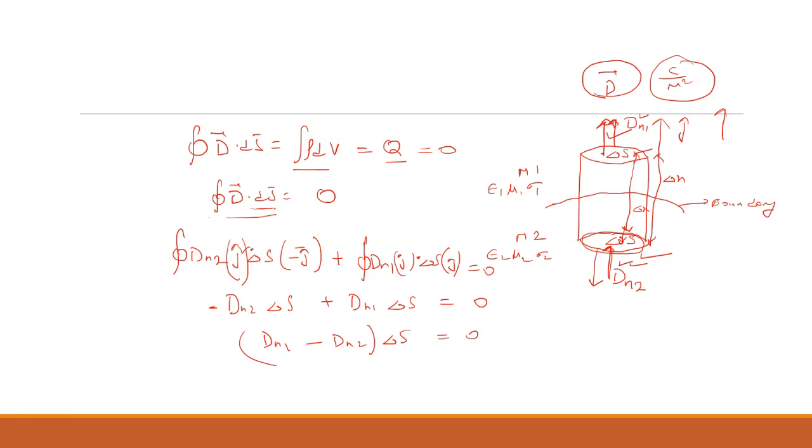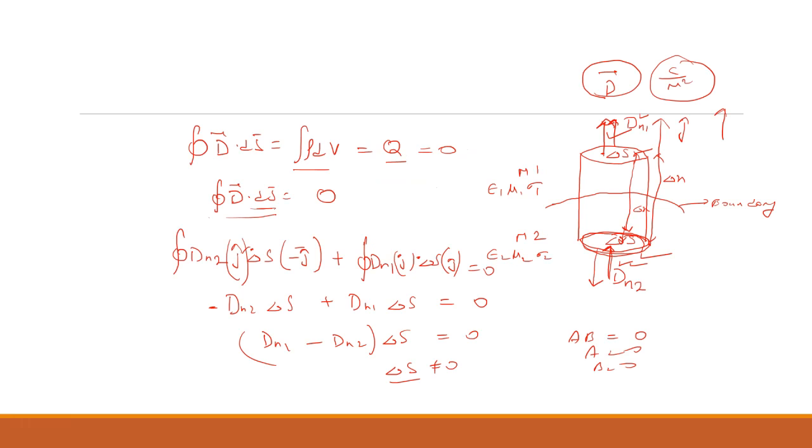But delta s cannot be 0. We have done that if AB is equal to 0, either A is equal to 0 or B is equal to 0. Now delta s cannot be 0, it has some area. So what can be 0? That is Dn1 minus Dn2 is equal to 0, or Dn1 equals Dn2. This is the first condition of the third boundary condition. That is, the normal component of D is continuous across any surface except at the surface of discontinuity.